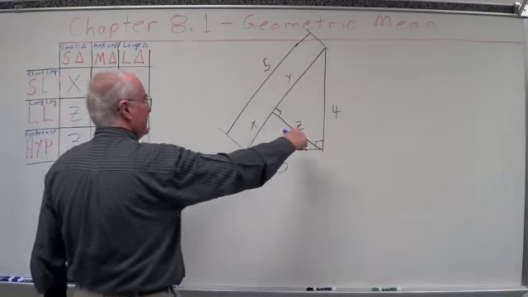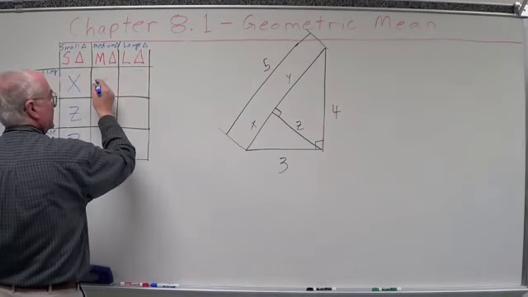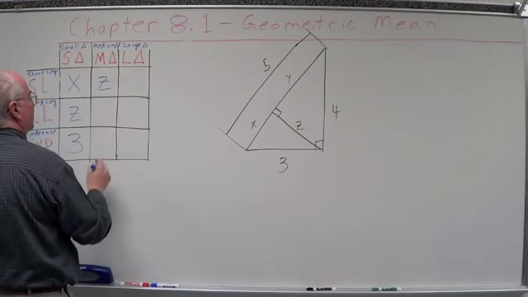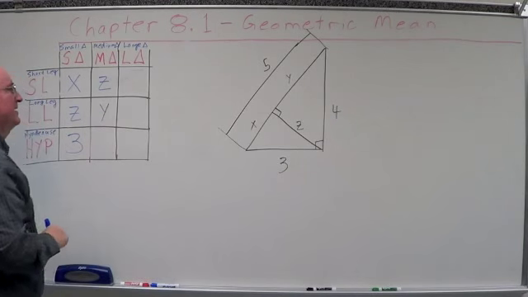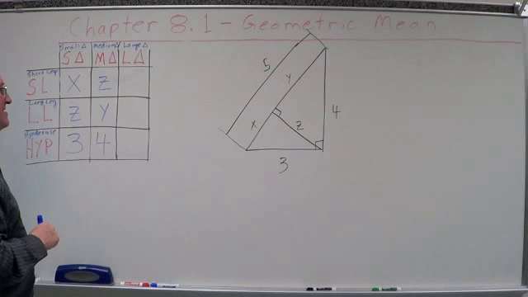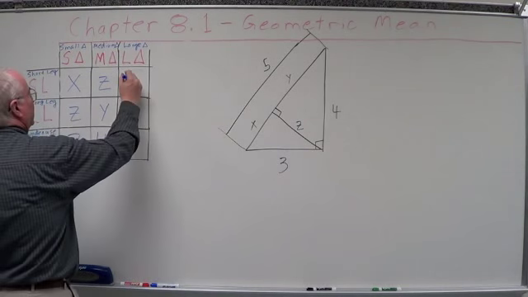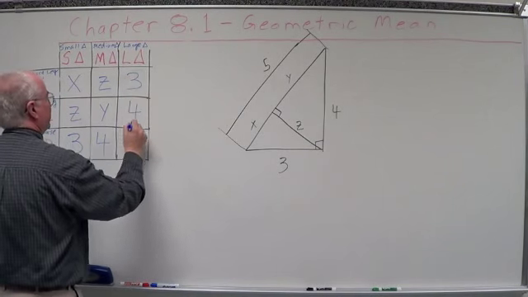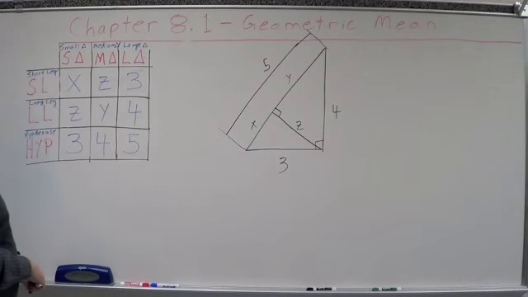So let's look at the medium. That is z. This is y, and our hypotenuse is 3. Okay, let's look at our big one. Oh, this is easy. That's 3, 4, and that is 5. Well, this one's going to come out pretty easy.